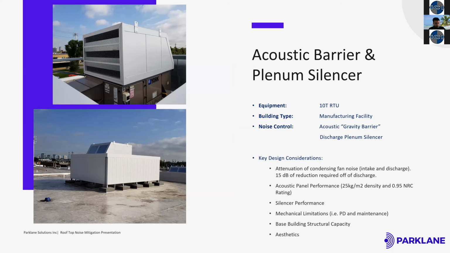Another way of mitigating a rooftop unit is not just by barrier wall. Sometimes the exhaust noise is loud enough that it will require you to put a silencer on it. So in this case, there's an elbow silencer and an acoustic barrier around it. Again, you don't see that going all four directions because it is only required in the direction where the noise receiver is.